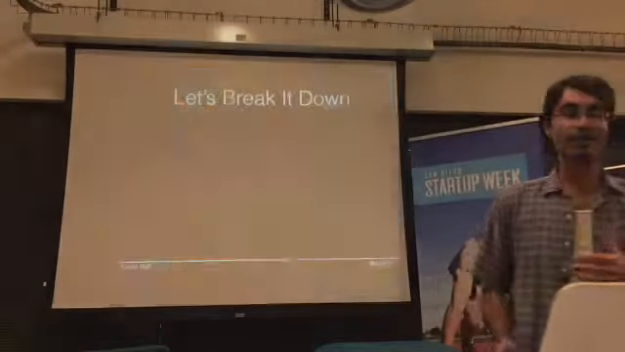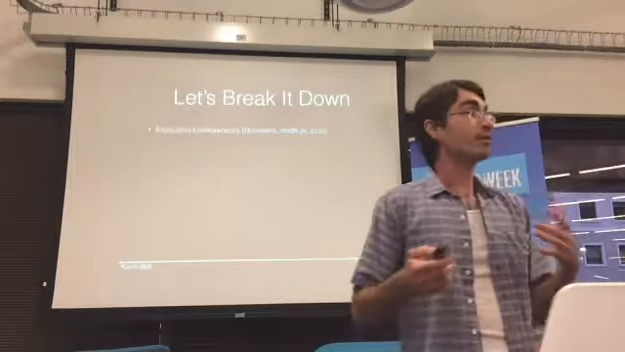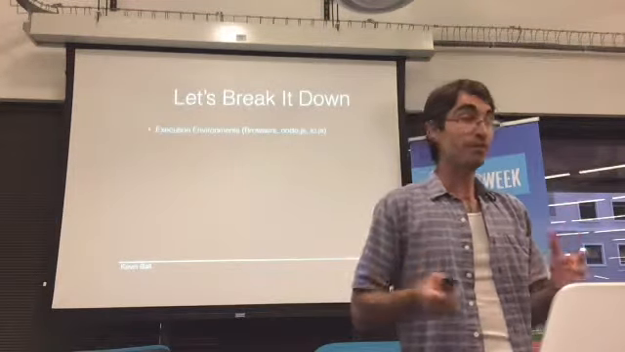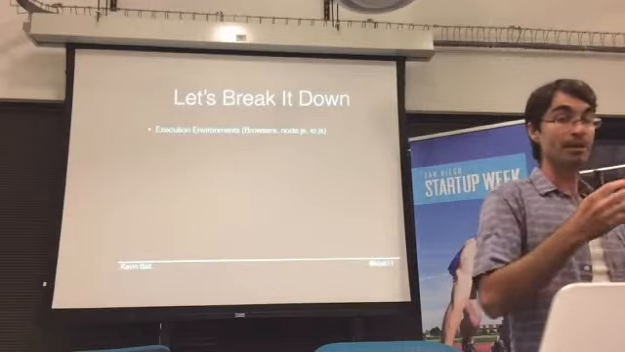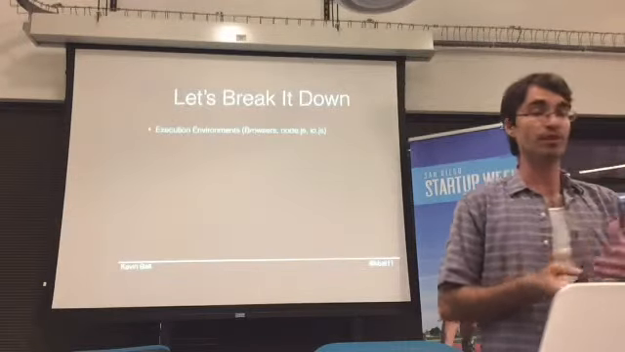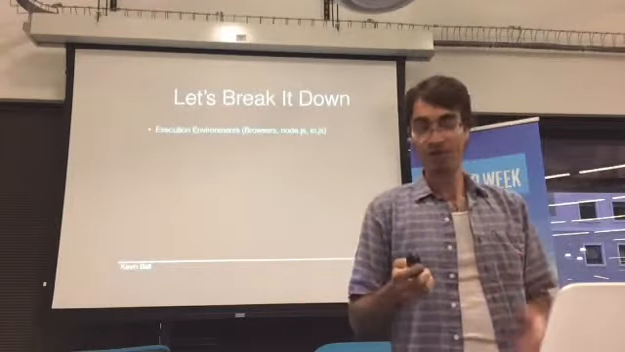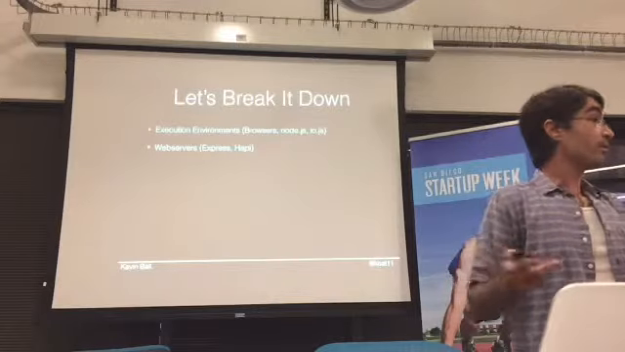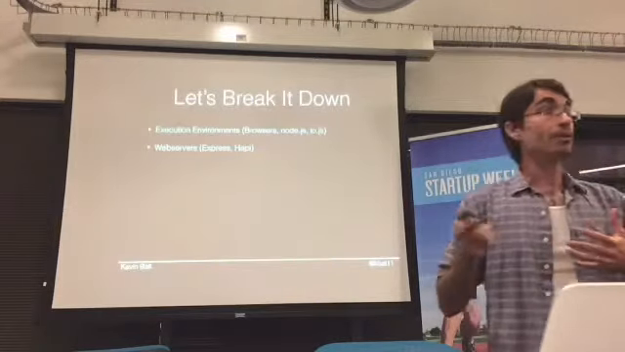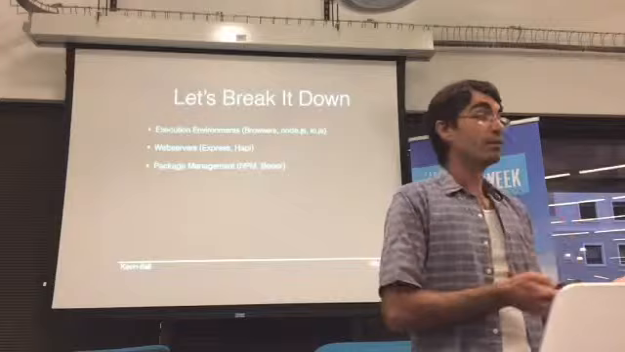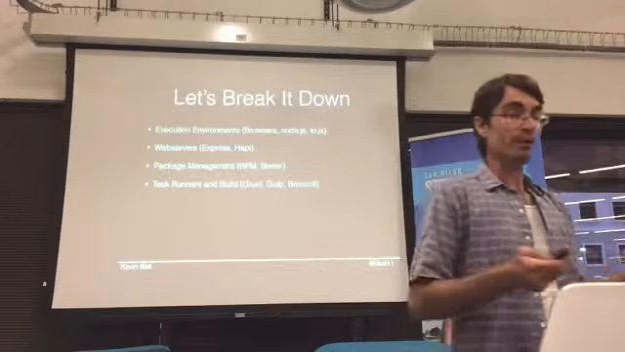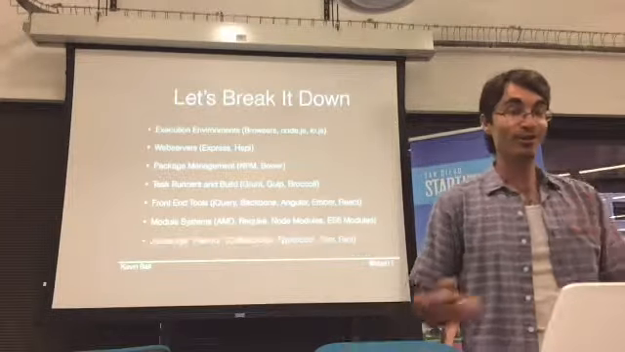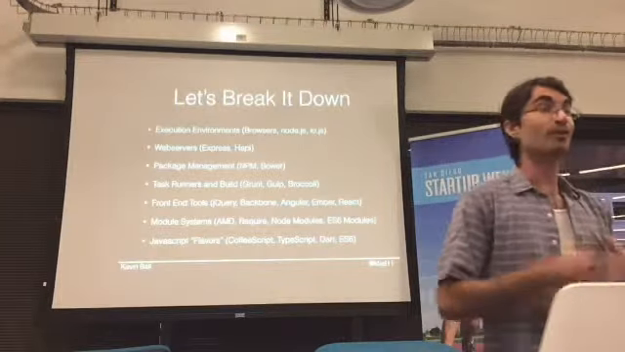So let's break it down a little bit. We've got a few things going on here. We've got execution environments, so there are browsers, generally speaking. Those are the traditional places where JavaScript runs. Node.js and io.js figure into that as well as execution environments for JavaScript. There are web servers. Some of the buzzwords on there were Express and Hapi. Those are web servers. Package management, task runners and build stuff, front-end tools, module systems, JavaScript flavors. This is still a heck of a lot of stuff, even trying to break it down a little bit.